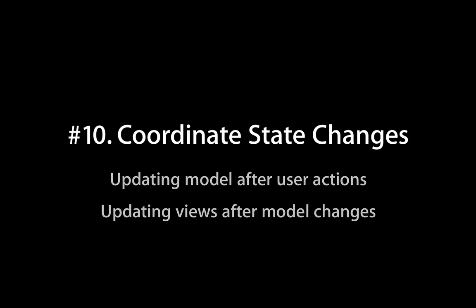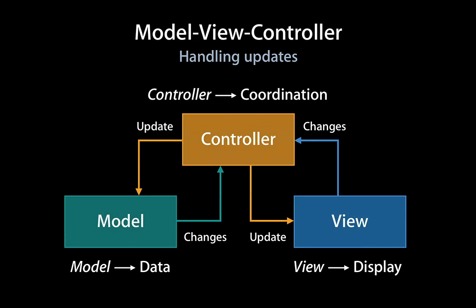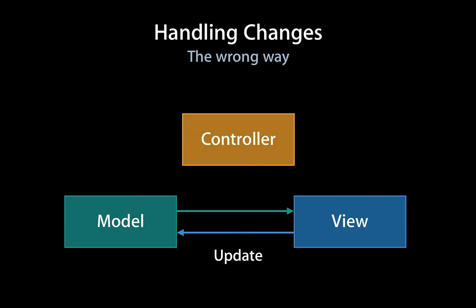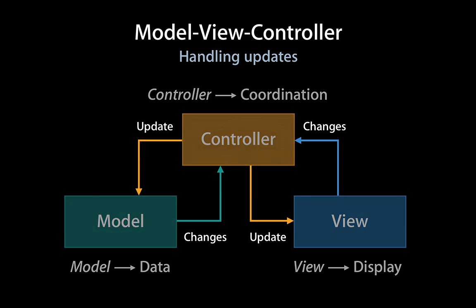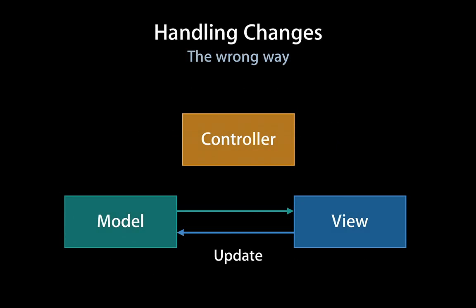Number 10, coordinate state changes. So this is all about updating the model after user actions and updating views after models change. Again, going back to this diagram that I referred to before, and focusing in on those arrows, how those updates and changes happen.